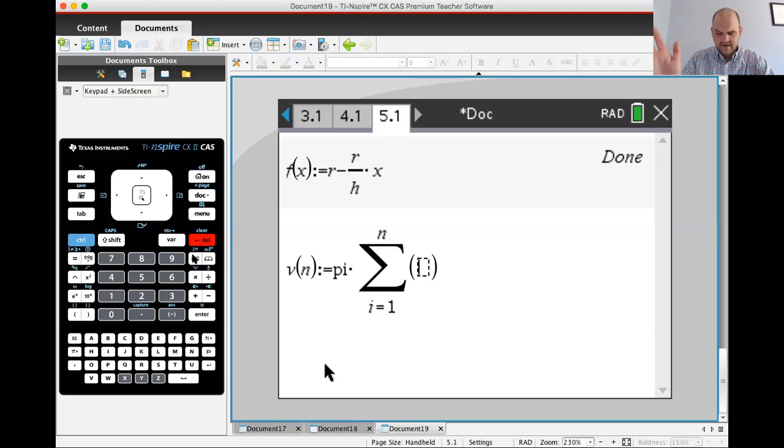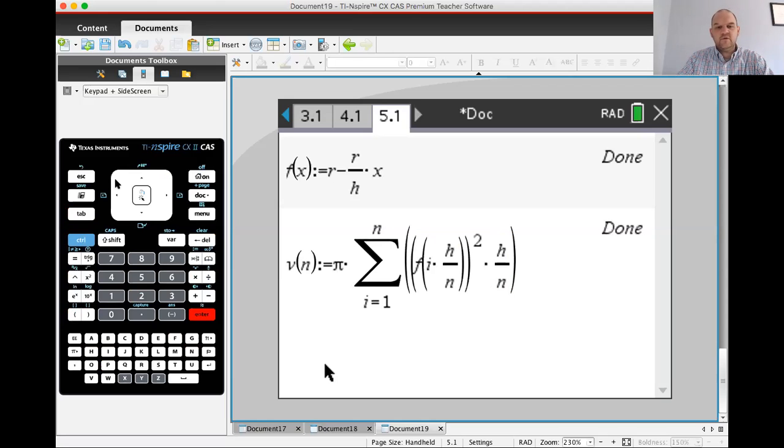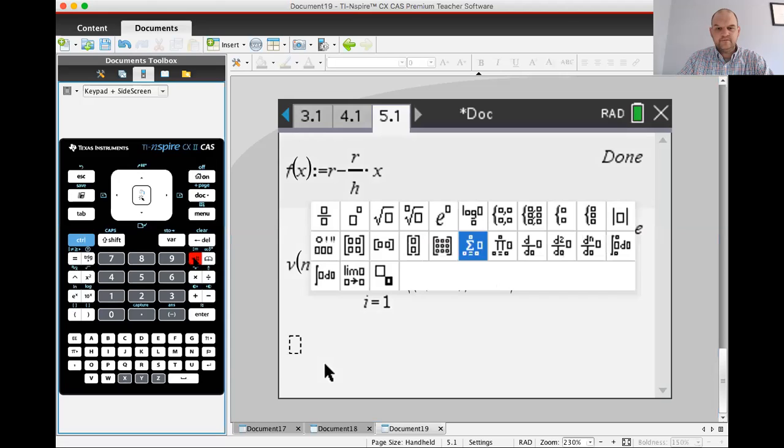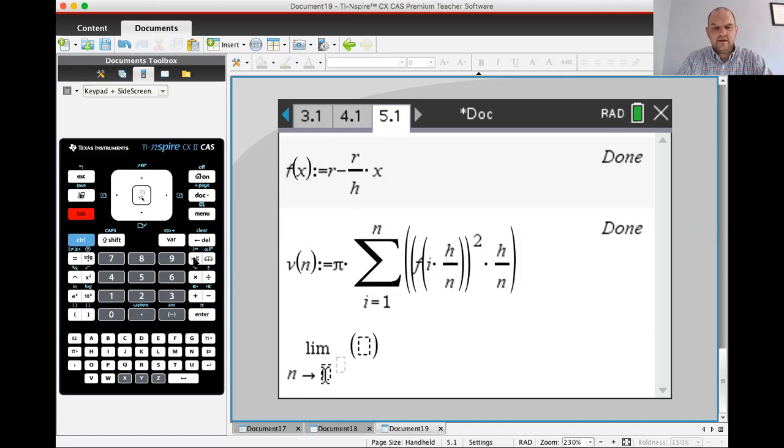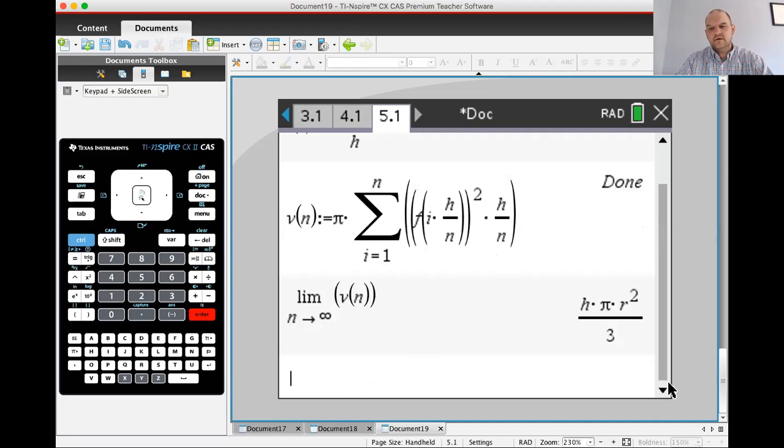Ooh, don't do pi again. What are you doing? f of i times h over n. Then we got to square it. Then we got to multiply by h over n. Okay, and now we want to take the limit. So template, limit, n goes to infinity, cursor right in the way, tab, v of n. Okay, so I think I should get 1/3 pi r squared h. h pi r squared over 3, 1/3 pi r squared h.